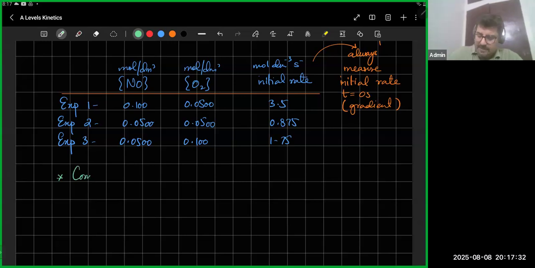So if I compare experiments 1 and 2, what is happening is that the concentration of NO has been halved, right? And O2 is kept constant, so that is not playing any role in the rate of reaction. I mean, that variable is being kept constant. So he's changing this variable and he's looking at the effect that will have on the rate of the reaction. So what has happened if you compare experiment 1 and 2, what is the effect?